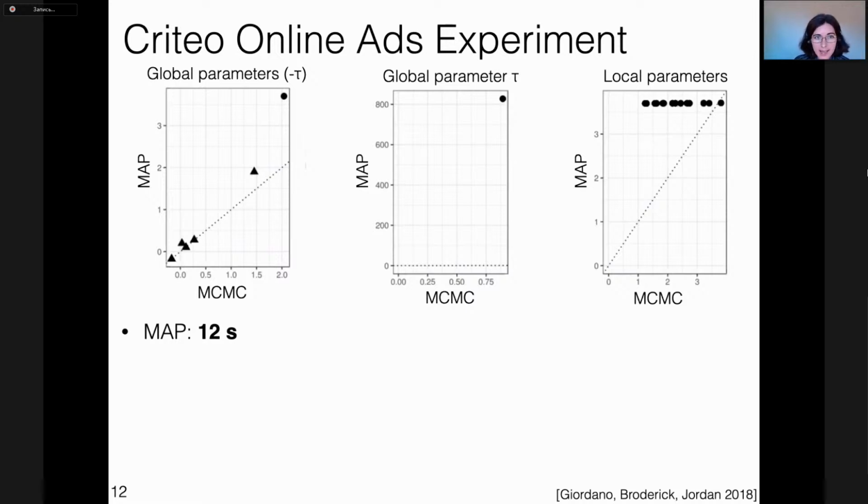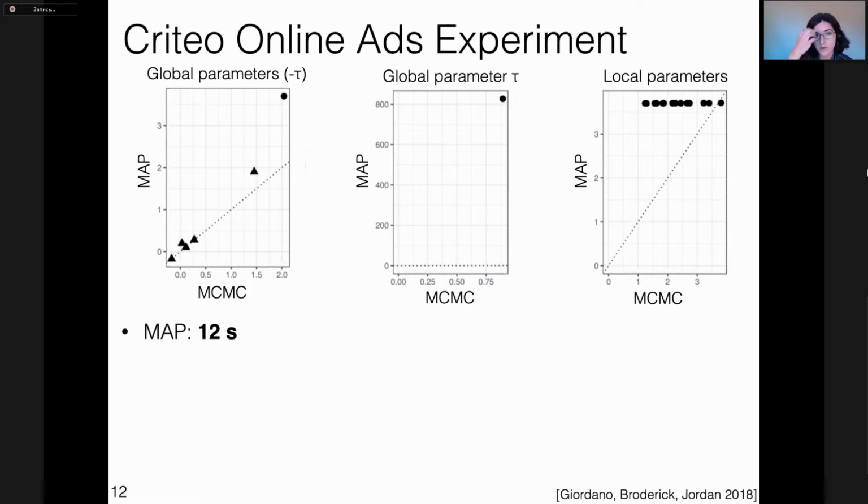But now let's look at tau. There's this global parameter tau that essentially controls the local parameters, as we're going to see in a moment. And you can see that MCMC estimates its posterior mean to be about 0.8, and MAP estimates its point estimate to be about 800. So that's a few orders of magnitude off. So if you really cared about this value, you're pretty far off.